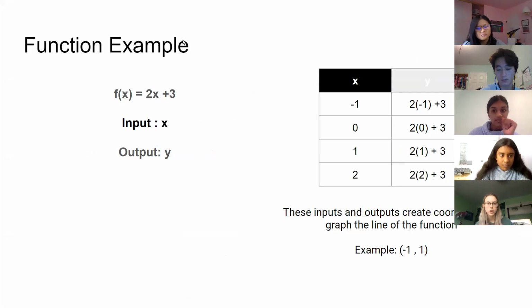So now let's look at a function example. We have the one from the last slide, f of x equals 2x plus 3. The input is x and the output is y. As you can see, when we put in -1 as the x, we solve and get 1. Or when we put in 0, we get 3 as the output, and so on. These inputs and outputs create coordinates to graph the line of the function. So for the x value of -1 and the y value of 1, you'd have the coordinate point (-1, 1).